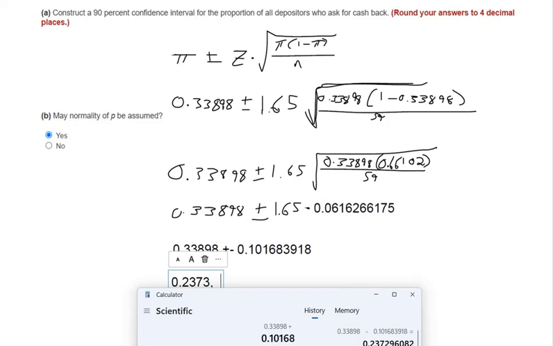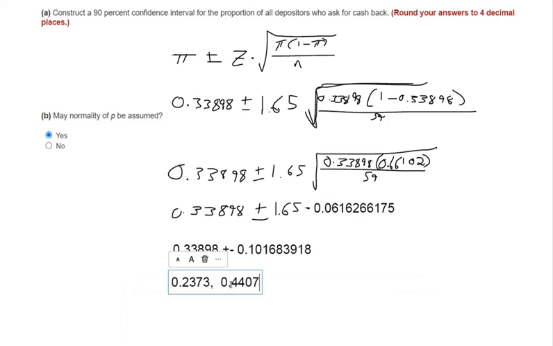So 0.4407 when we round to the 4th decimal place. So that's our 90% confidence interval.